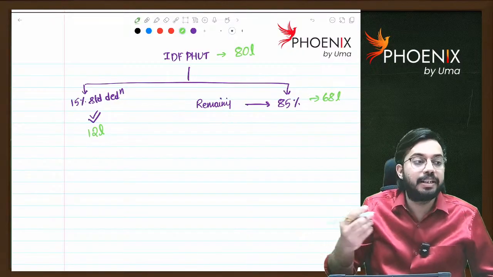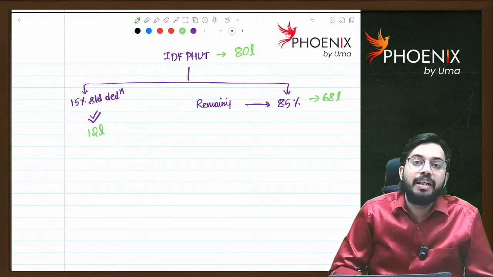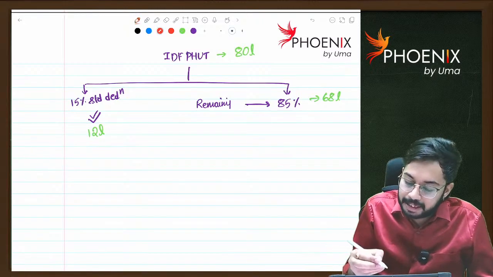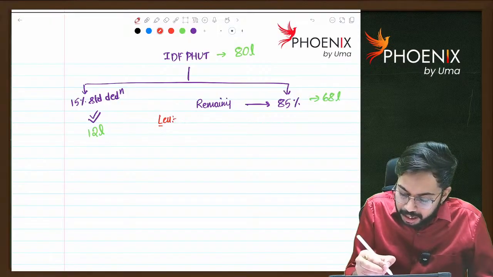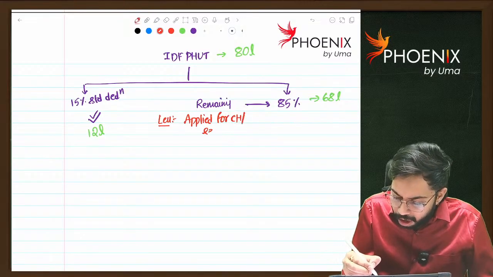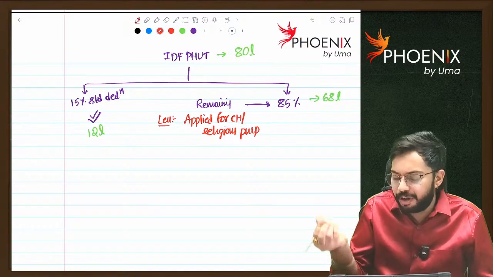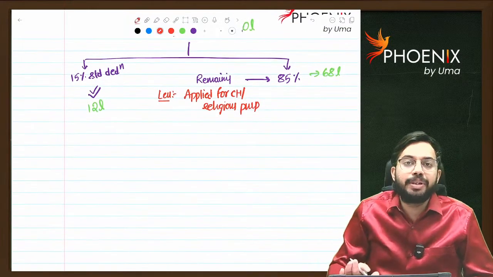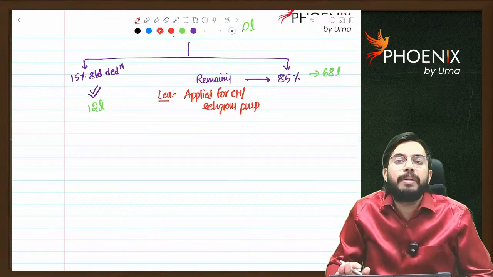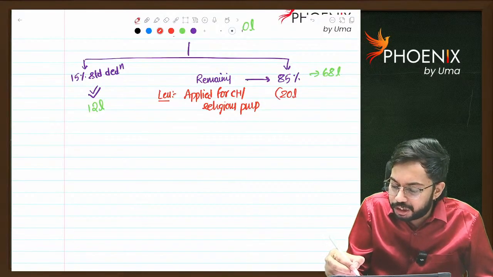So out of 68 lakhs, whatever the amount that I have applied for charitable or religious purpose is there, that is allowed as deduction. Whatever the amount applied for charitable or religious purpose is there, that is allowed as deduction. Let's take an assumption I applied 20 lakh rupees for charitable or religious purpose. That will be allowed as deduction.